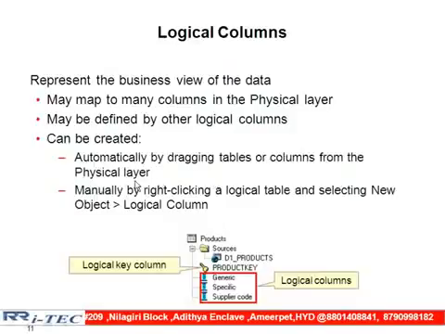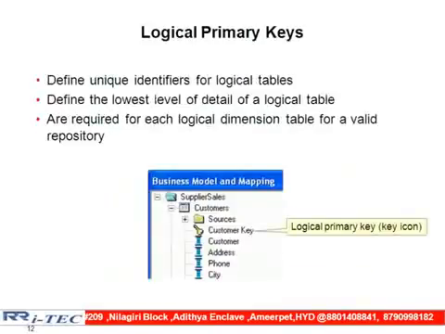Logical columns can be created automatically by dragging and dropping. They can be created manually. Next, logical primary keys. They define unique identifiers for logical tables. They define the lowest level of detail of a logical table and are required for each logical dimension table for a valid repository. You understand this one, sir? Each and every dimension, the last point is important. Each and every dimension table must have a primary key. Without that, if you move forward, that's it. Your RPD will throw an error.